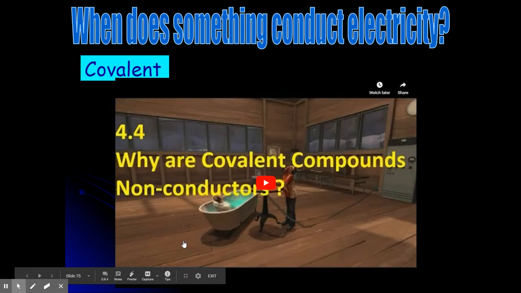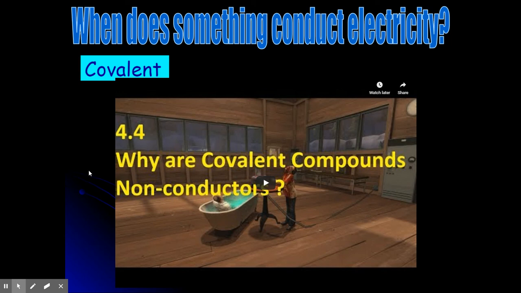Okay, so that wraps up. Just to summarize, covalent compounds do not conduct electricity for us right now. They don't have ions, they don't have freely moving charged particles.